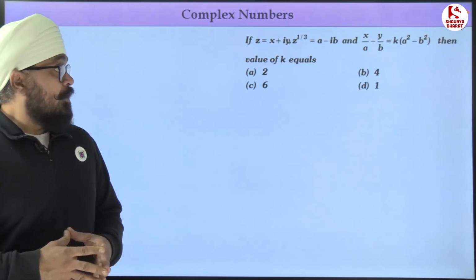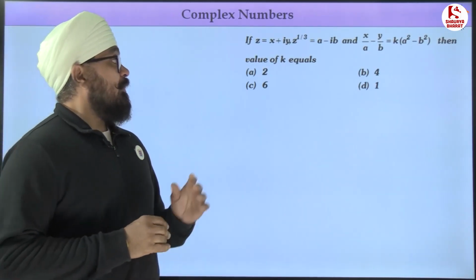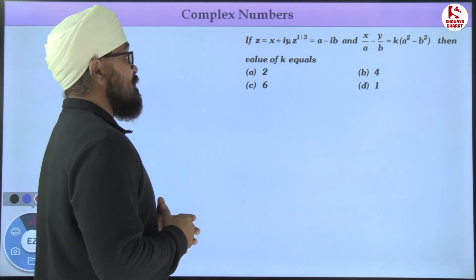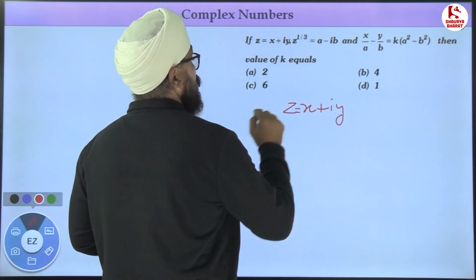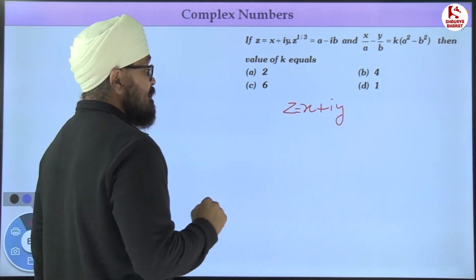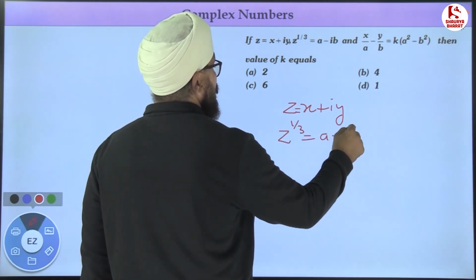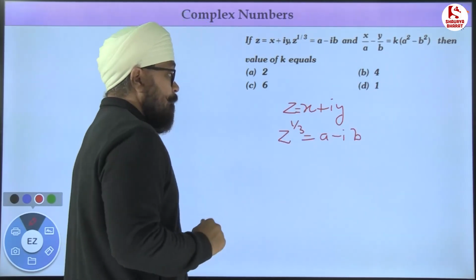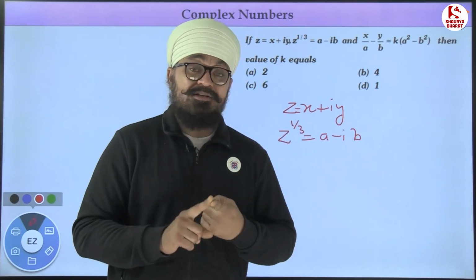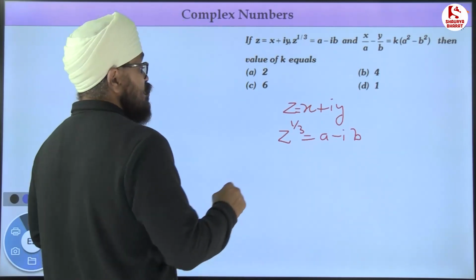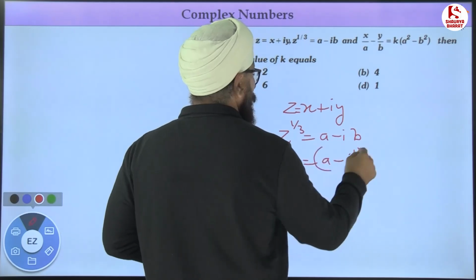Let's take a question which is very important. It has come so many times in the examination, where z is a complex number which is given as x plus iota y, and the next part says z to the power 1 upon 3 is a minus iota b. So, I have to get rid of this radical power 1 upon 3. How to get rid of this? We'll do cubing both the sides. So, we'll get z is equal to a minus iota b whole cube.